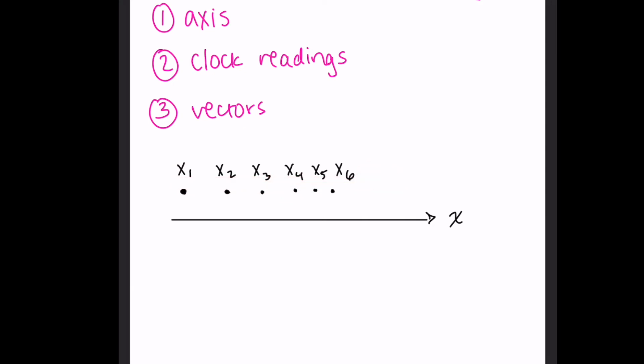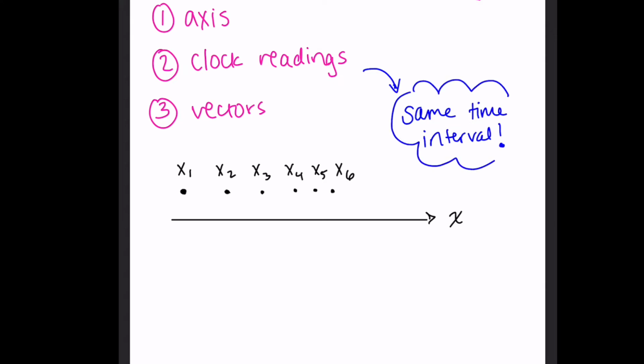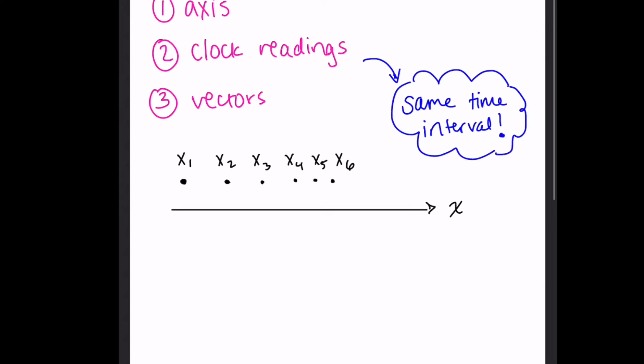A very important thing about the clock readings in motion diagrams is that they are separated by the same time interval. This is extremely important, and this is the premise of motion diagrams, because we need to know that the same amount of time elapsed between these two positions and between these two positions.